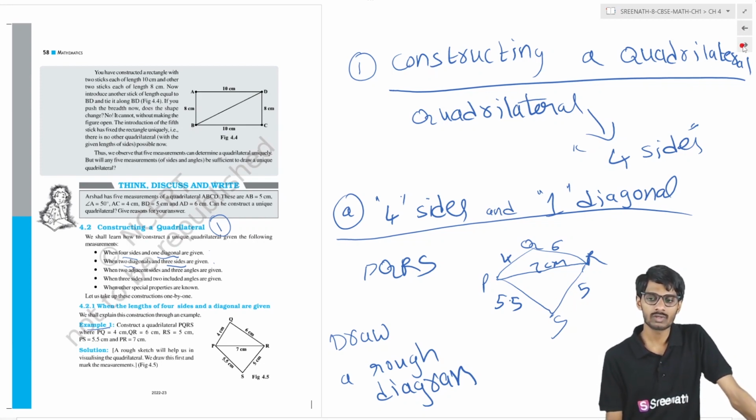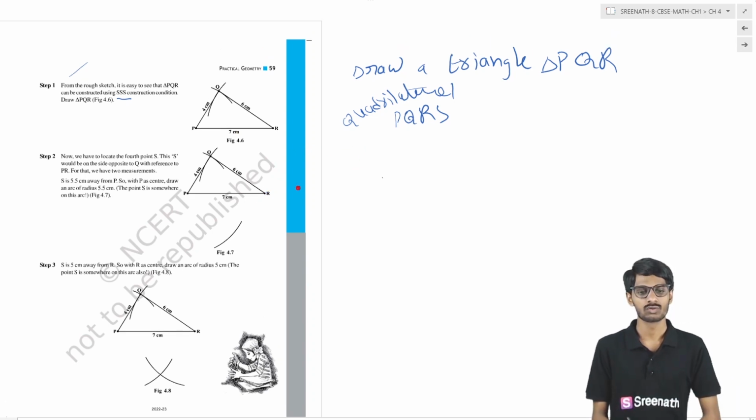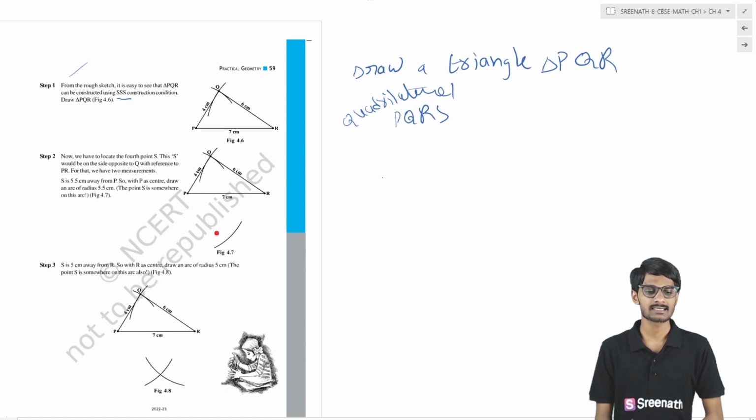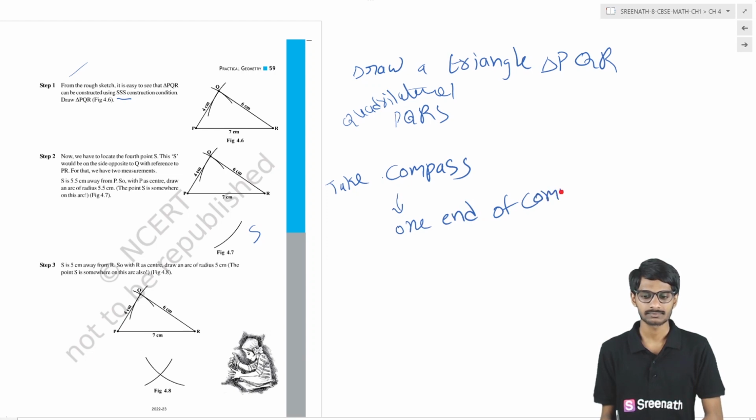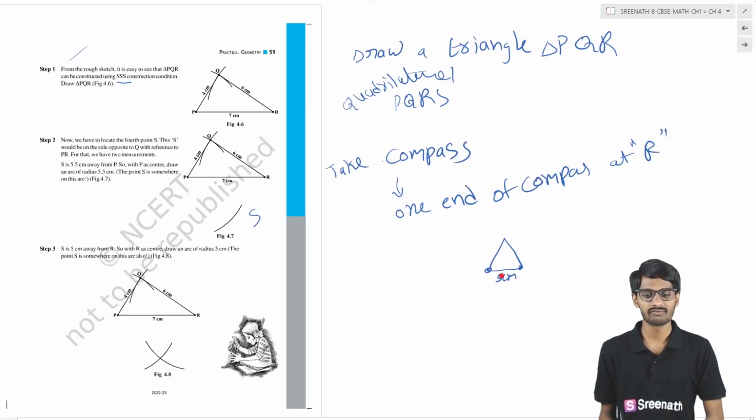So now what we have to do is take a compass. S is opposite to the whole triangle. Take a compass and place one end of the compass at R. The distance between the two ends must be the distance from R to S, which is 5 centimeters. So we have to take 5 centimeters width between the two ends of the compass. This is the compass.